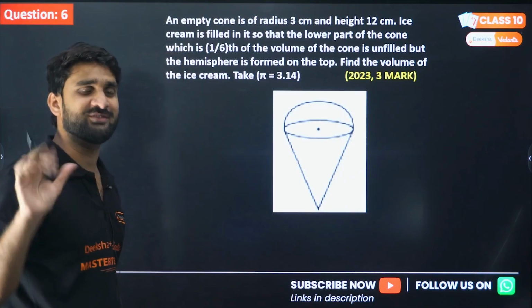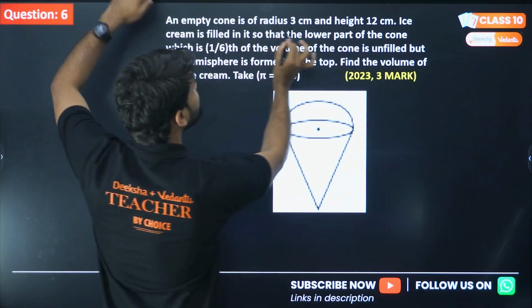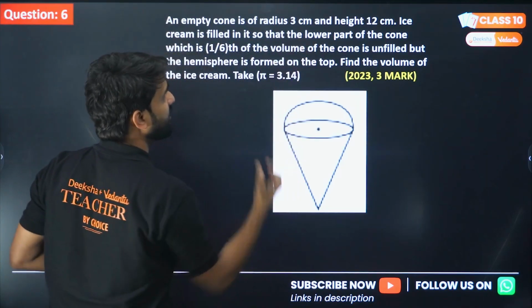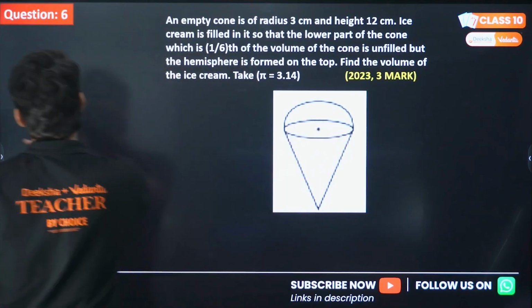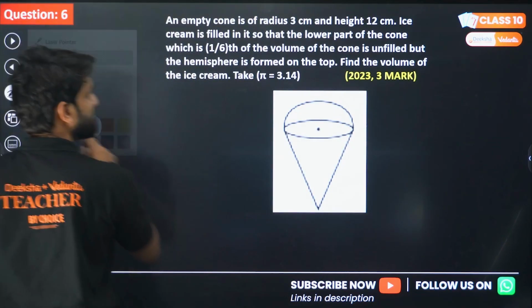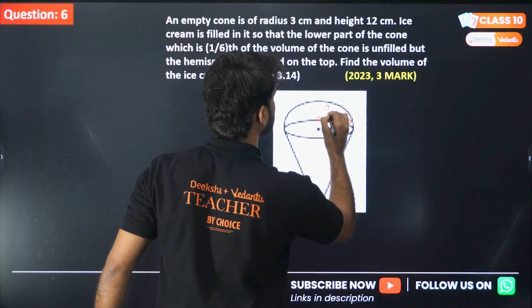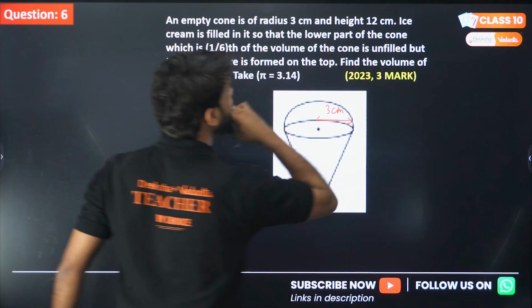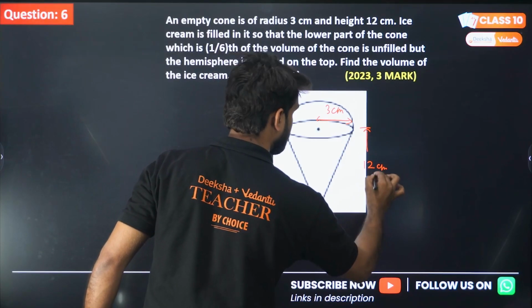This is a very interesting question, I think. Look, the question is what? An empty cone is of radius 3 cm. Okay, so mark the information here in the diagram. I'm marking here with red color because red color will be more visible on white color. So this radius is of 3 cm and the height is 12 cm.